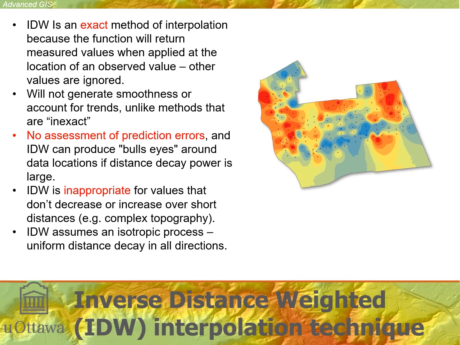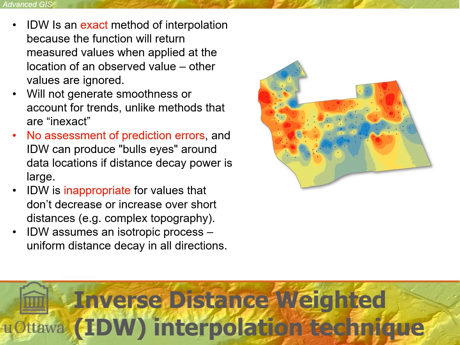Inverse distance weighting is an exact method of interpolation in that, should a location to be estimated coincide with a location where there is a sample value, then the location to be estimated will just take on the sample value. And that makes sense from an inverse distance weighted interpolation perspective and a spatial autocorrelation perspective, in that the value should be what it is where it is measured.